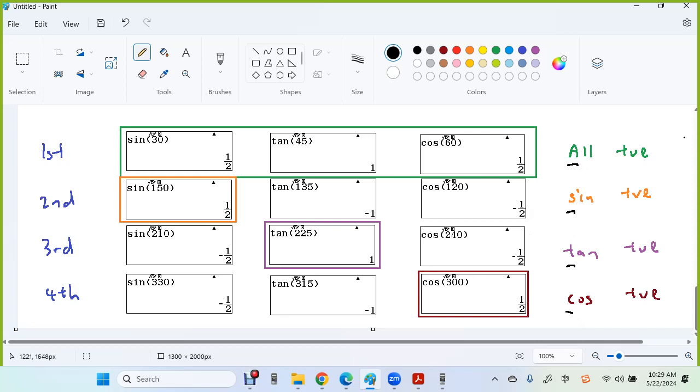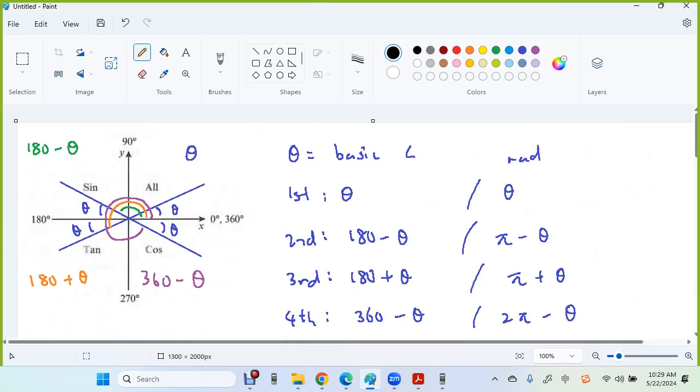So over here, after we make this conclusion, we know that this is all positive, sine positive, tangent positive, cos positive, and this is theta, 180 minus theta, 180 plus theta, and 360 minus theta. Okay, so you have to memorize this to solve the problem.